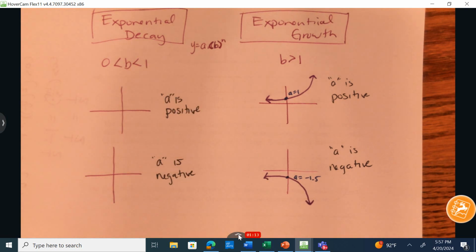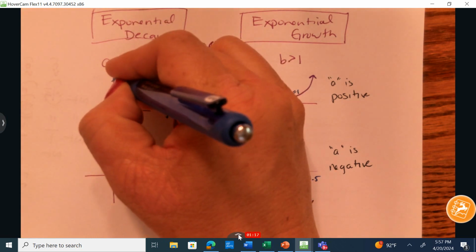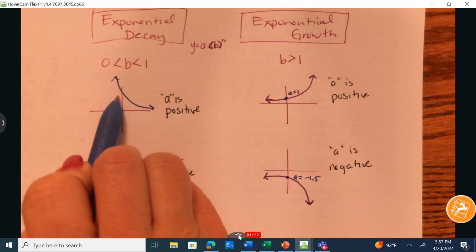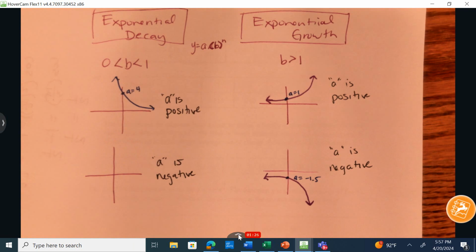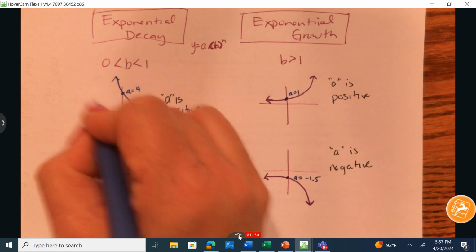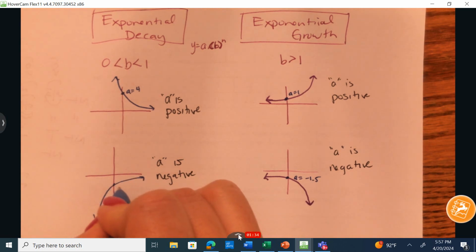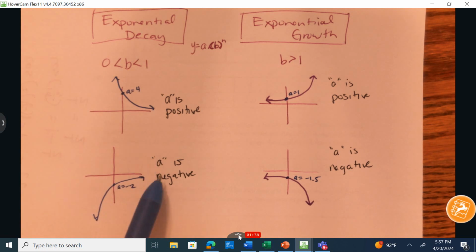Now let's look at exponential decay. Often we relate it to things like the value of a car over time. It's looking like this. So this is exponential decay when our a value is positive. An example, maybe a equals 4. Now if we reflect this exponential decay graph over the x-axis, it looks like this. And this may be where a equals negative 2. So still exponential decay, but it's reflected over the x-axis with an a value that is negative.